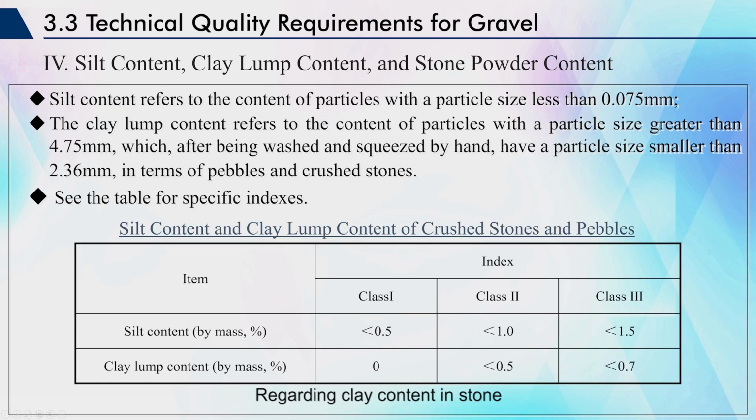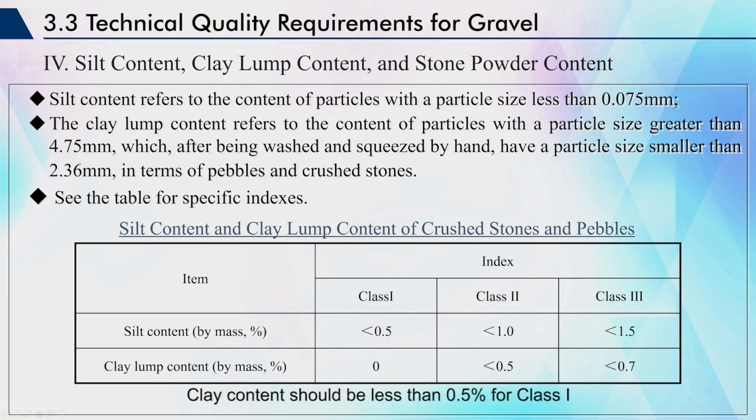Regarding clay content in stone, it refers to particles with a diameter smaller than 0.075 mm. Clay lumps and fibrous particles content refers to particles with a diameter larger than 4.75 mm that, after water washing and pinching, become smaller than 2.36 mm. Specific technical indicators are as follows.